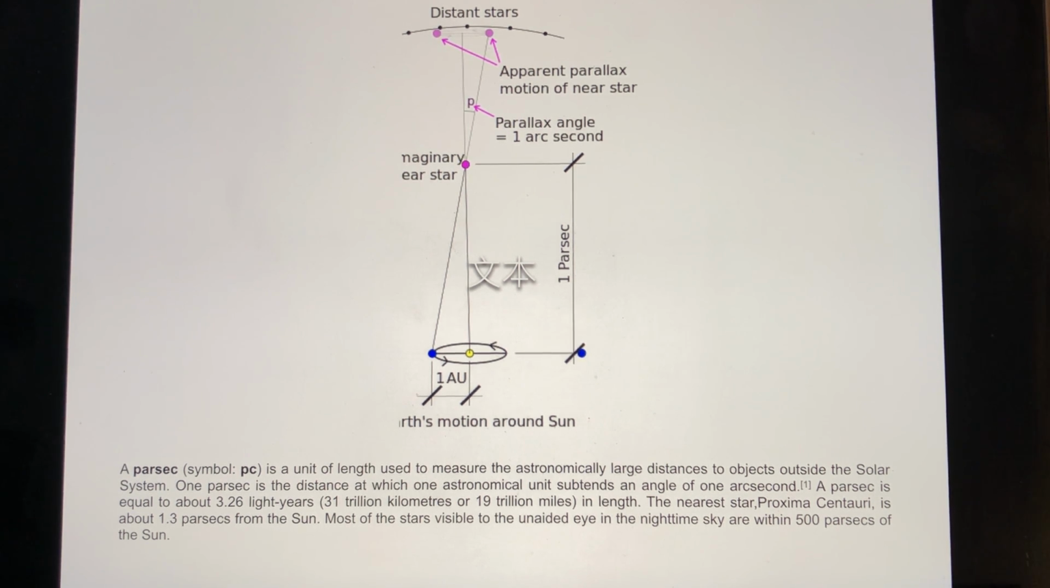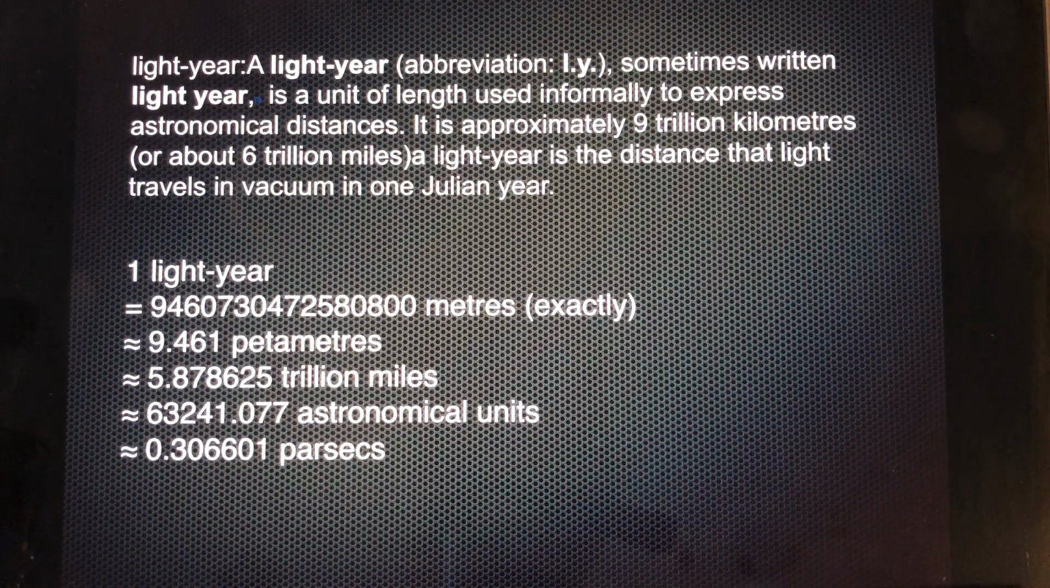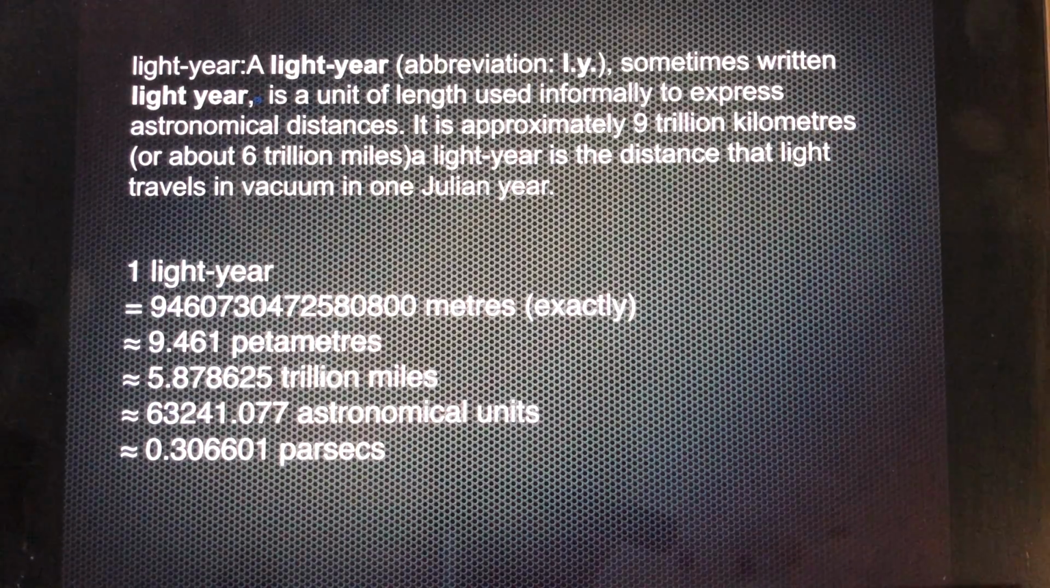And the next unit is the light year, which we usually use to measure length in the universe. A light year is a unit of length used informally to express astronomical distance. It's approximately 9 trillion kilometers. A light year is the distance that light travels in a vacuum in 1 Julian year.